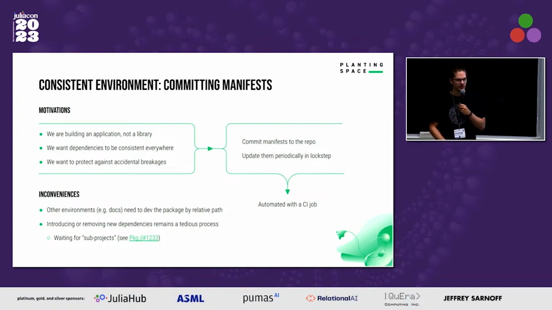So roughly once a month we update all of our manifests, all of the dependencies in one go, run an extensive test to make sure that everything still works, and we just commit it in, and that is actually quite neat. There are some inconveniences involved in that. The first one is that we need to dev our main package by relative path in sub-packages like docs or a workbench/playground repository. And so that's a bit of a tedious process sometimes. We're really waiting for this sub-projects idea to enter into Pkg. It would be really nice for our workflow.